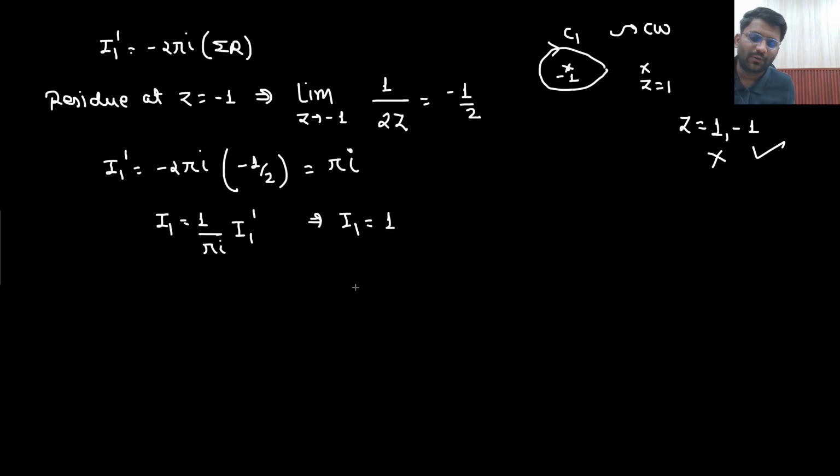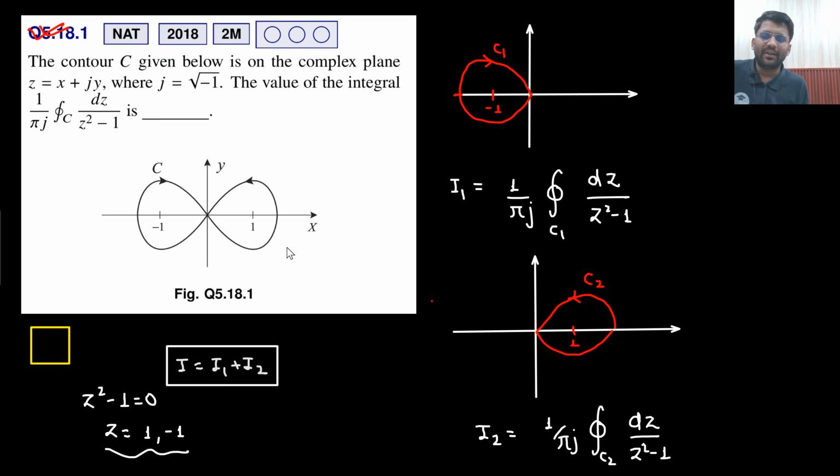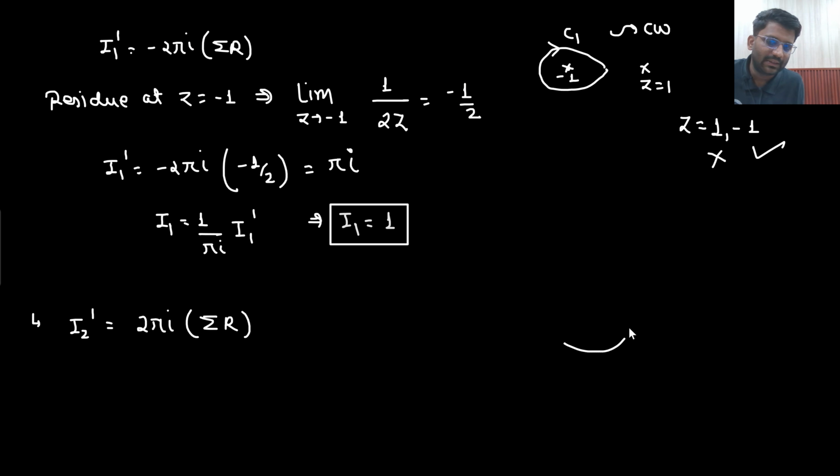I hope it is very simple for you. I hope it is completely understandable to you. What about I2 dash now? I will find out I2 dash now. What will be the answer? 2 pi iota summation r. What is the encirclement? You see the encirclement. If you make the region, what is the encirclement? Sir, anti-clockwise. Encirclement is anti-clockwise.